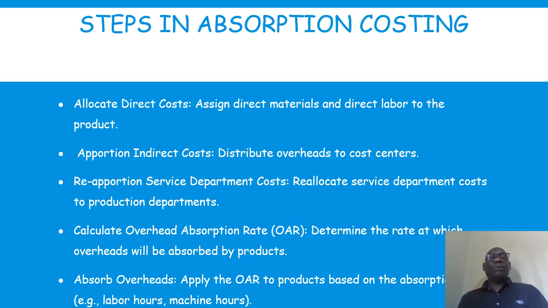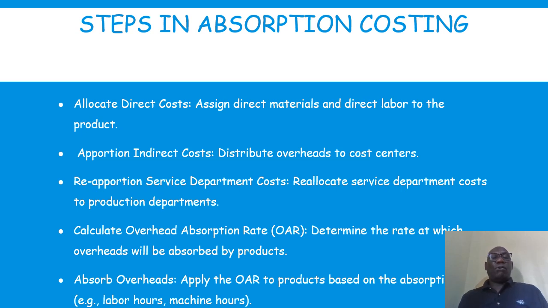After we've done the allocation, we can move on to apportionment. In this regard, we are saying apportion indirect costs. So what is the essence under this step? We are simply trying to distribute overheads to cost centers. The third step is to reapportion service department costs. What are we doing under this step? We are simply reallocating service department costs to production departments.